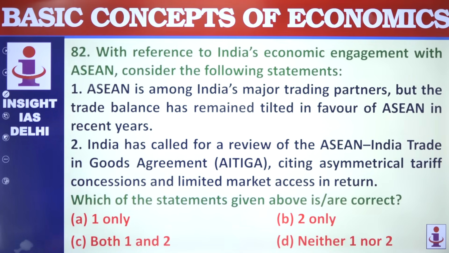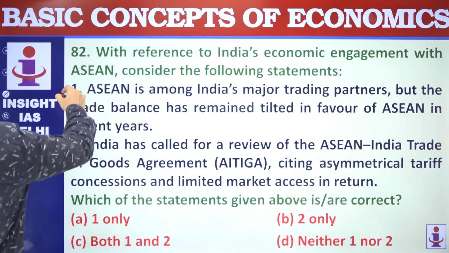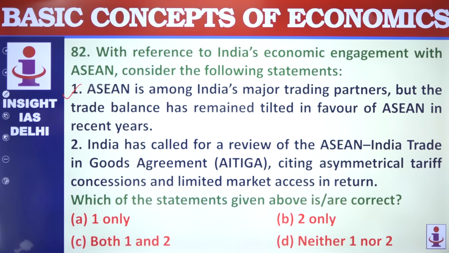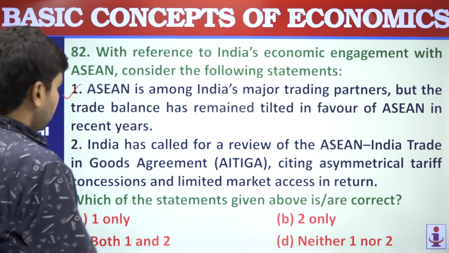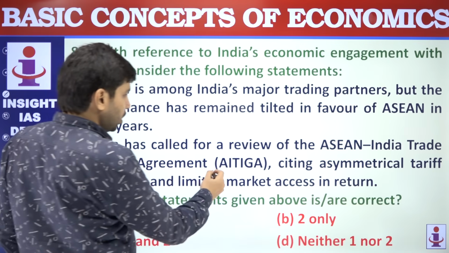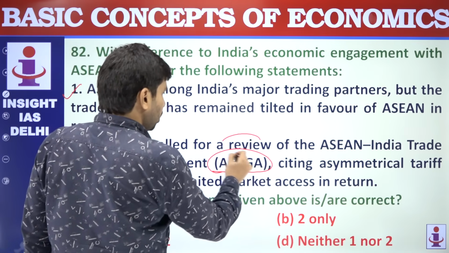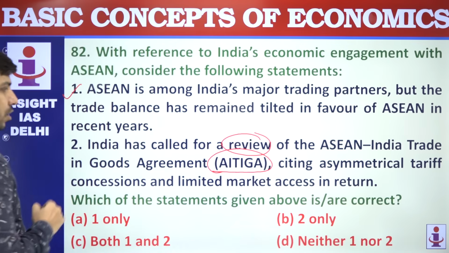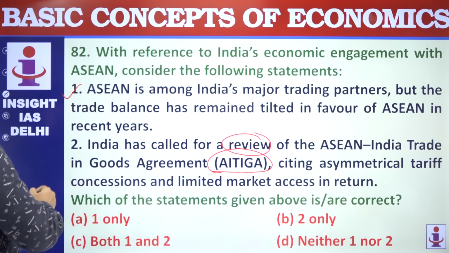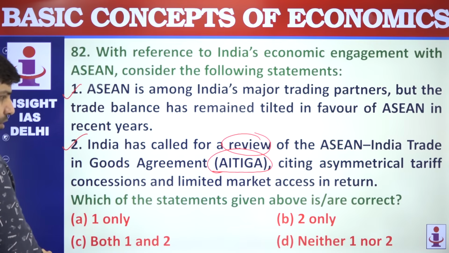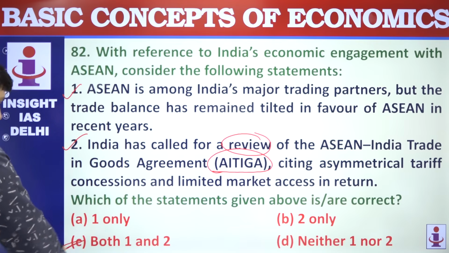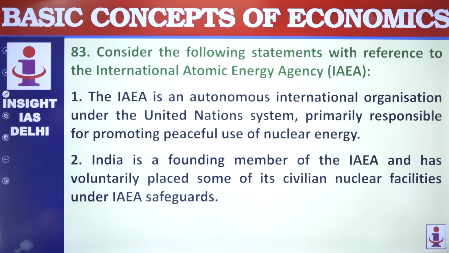India's economic engagement with ASEAN. ASEAN is among India's major trading partners, but the trade balance has remained tilted in favor of ASEAN in recent years. Yes, this is correct. ASEAN India trade in goods agreement. India is asking to review this because of asymmetrical tariff concessions. So both these statements are correct. Option C is the answer.